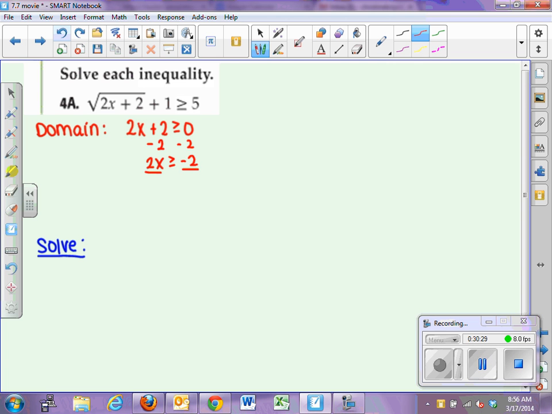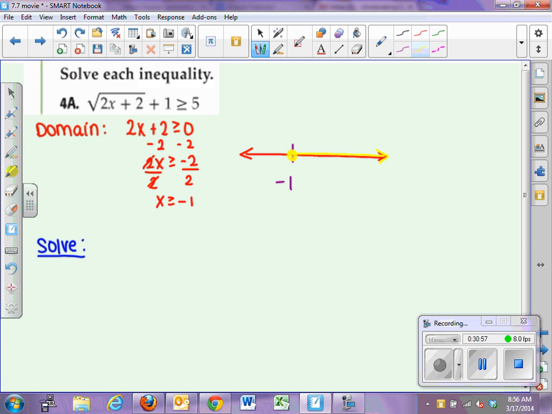Divide both sides by what now? Positive 2, so that you get the x alone. So did I have to switch the signs? No, because I didn't divide by a negative number. So I get x has to be bigger than or equal to -1. So here's -1, and I know that x has to be bigger than it or equal to. So I'm definitely talking about everything to the right of -1.